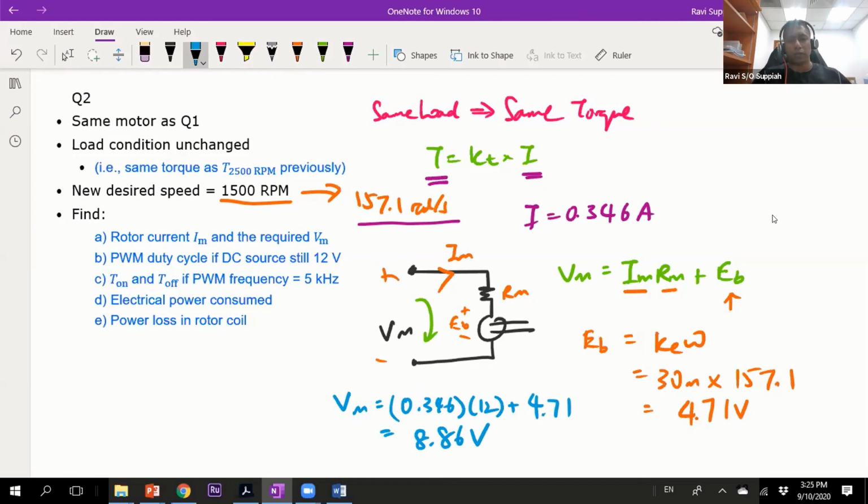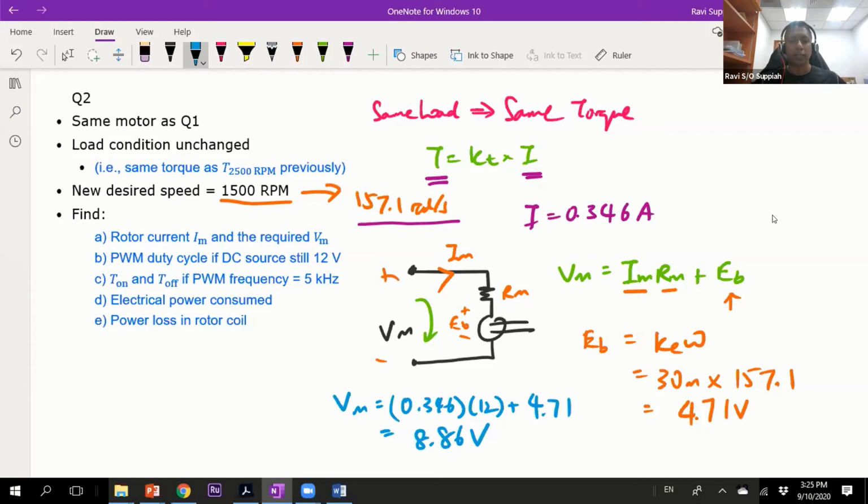Okay, so basically what is happening now is you're having the same motor, the same load. Since my desired speed is lesser, it makes sense that the supply voltage, the VM, will also become lesser, so that I will actually run at a slower speed as earlier. That is basically what we are seeing now.